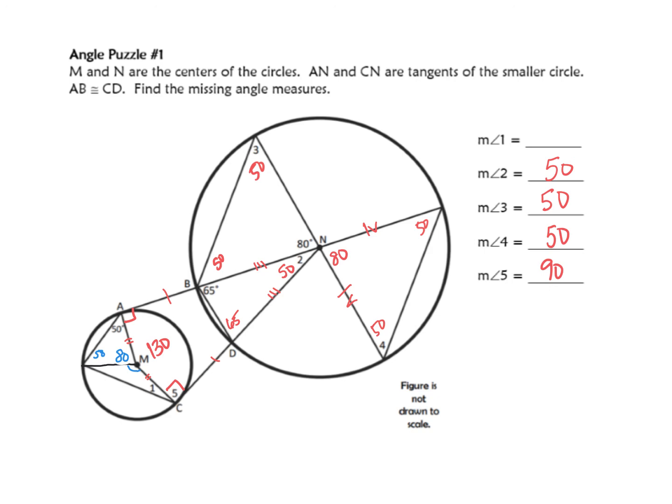So if that's 150, my 2 base angles have to be the same. So I have to split up 30. So this is going to be 15 and 15. So there's angle 1, it's 15.